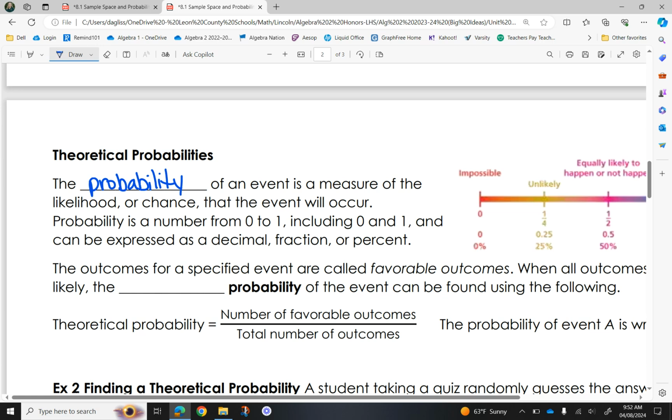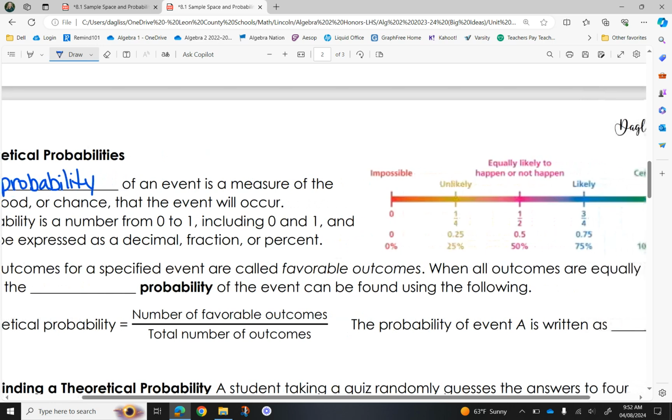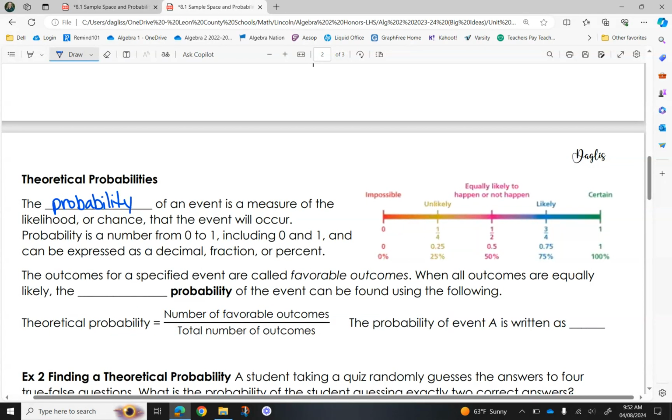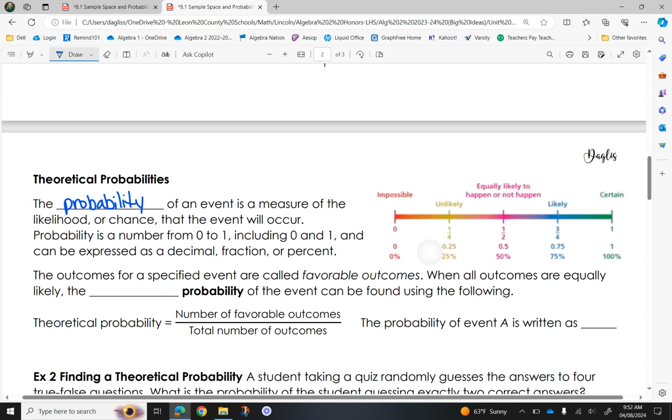Probability is a number from 0 to 1, which includes the 0 and the 1. So 0 shows impossible or 0%. 1 means certain or 100%. Okay? And it can be expressed by a decimal, a fraction, or a percent. So we usually set it up with the fraction and then convert that fraction into a decimal or a percent afterwards. Okay? The outcomes for a specified event are called favorable outcomes.